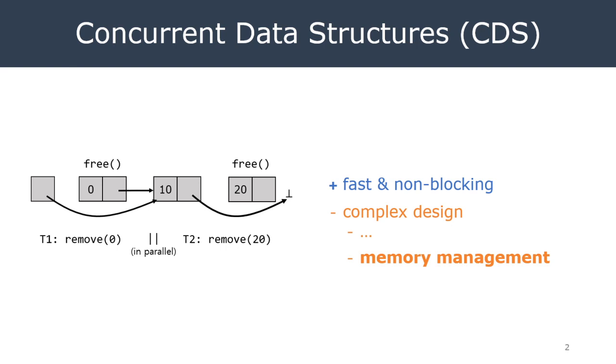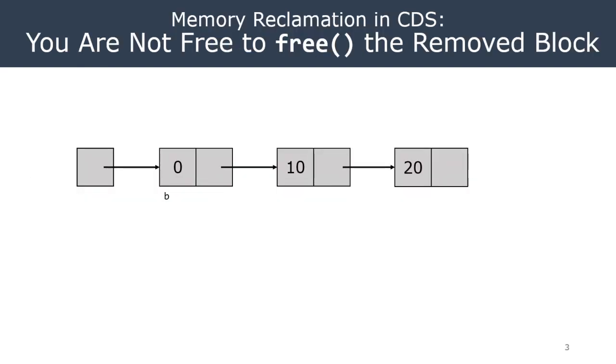If node 0 and node 20 are immediately deallocated, then there's a problem. The reason is that concurrent threads may access node 0 and node 20 at the same time. Because of the possible existence of those threads that access the same node, nodes 0 and 20 must not be deallocated immediately. Let me explain it in a more detailed example here.